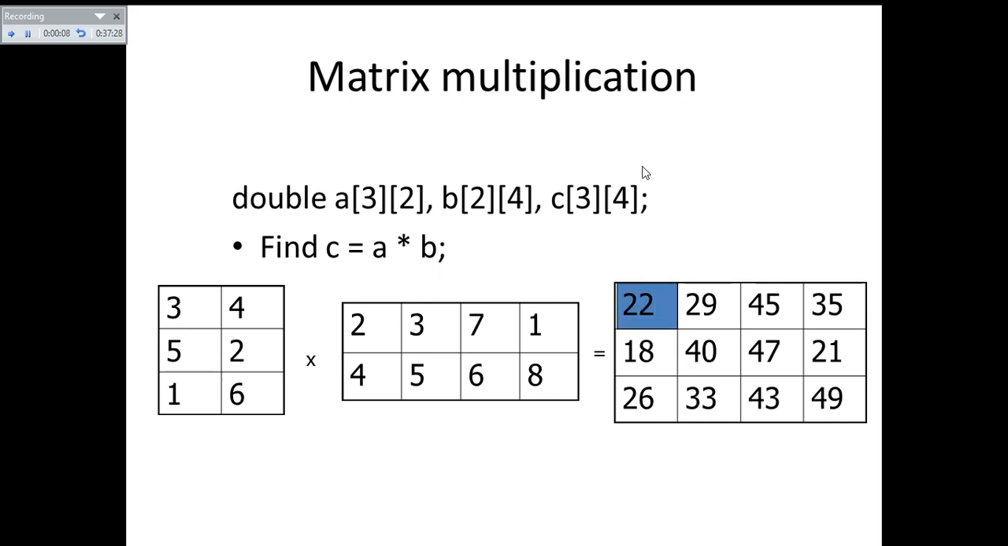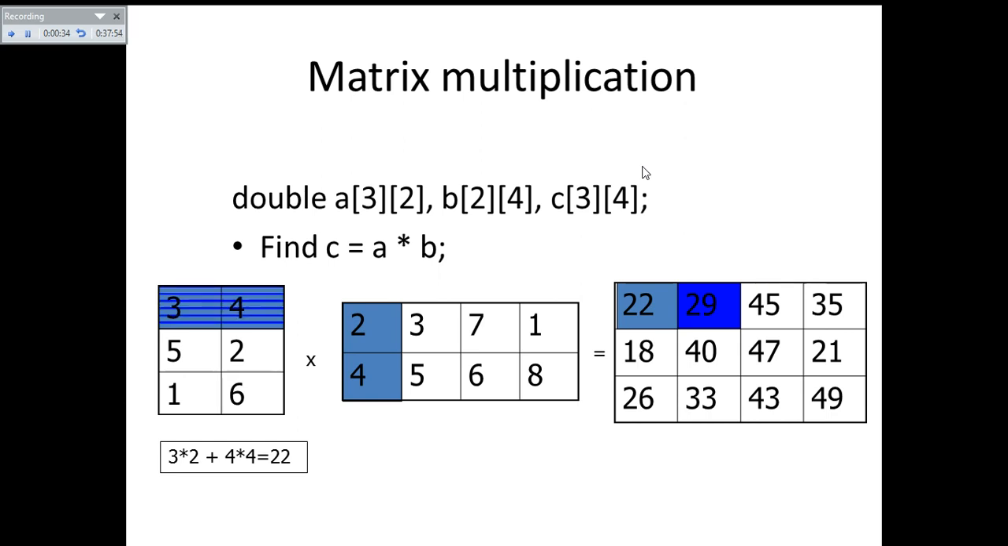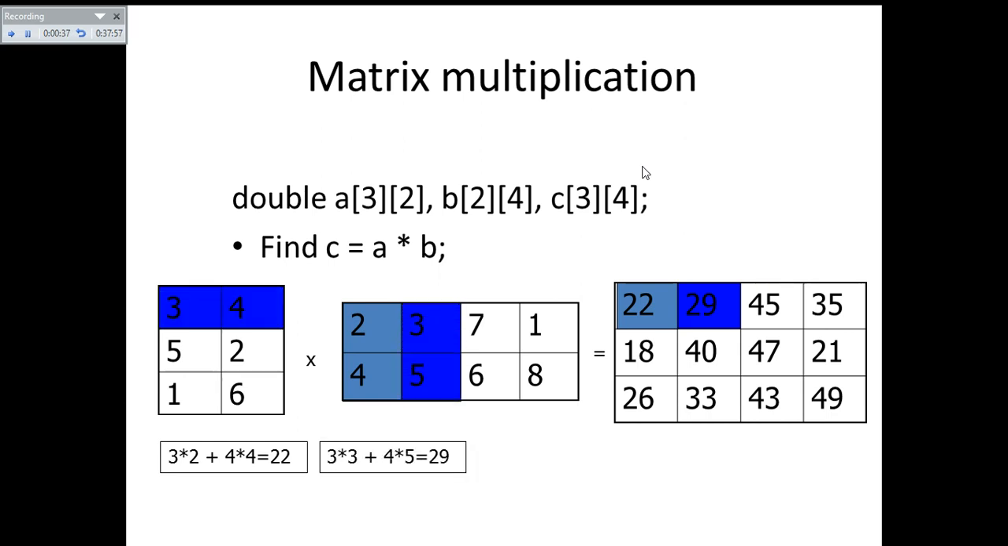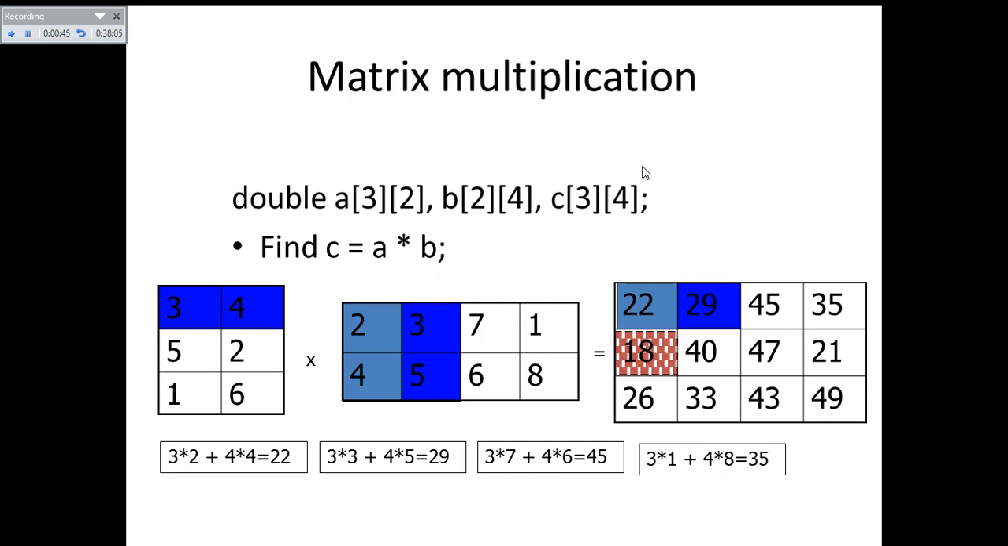See here, the first row of your matrix A is multiplied with the first column, so that it will fetch you the first element. 3 into 2 is 6 and 4 into 4 is 16. 6 plus 16 is 22, that will give you the first element. Then again 3 4 is multiplied with 3 5, then that will give you the result, that is 29. Then again you can see 3 4 is now multiplied with 1 comma 8, so that you can get 35.